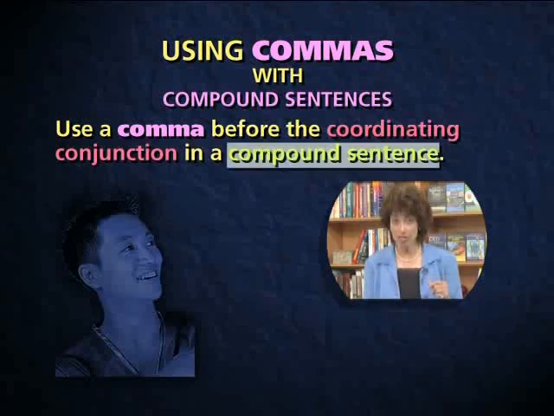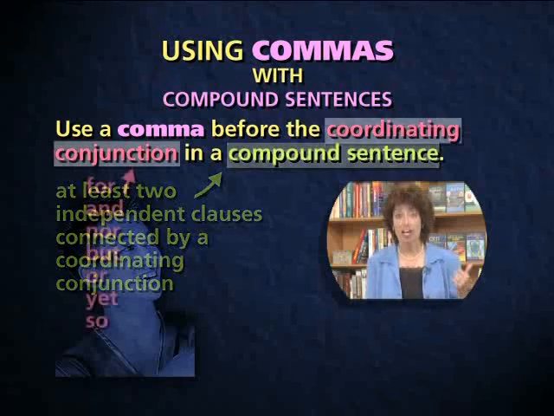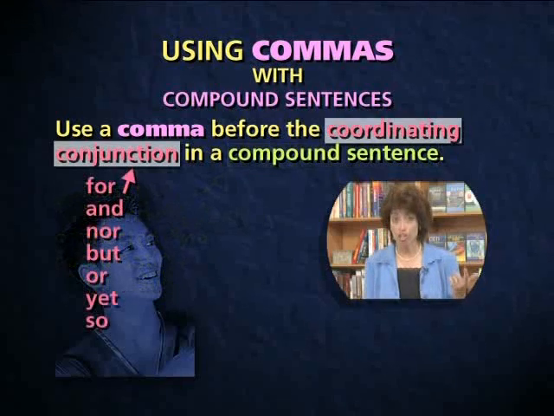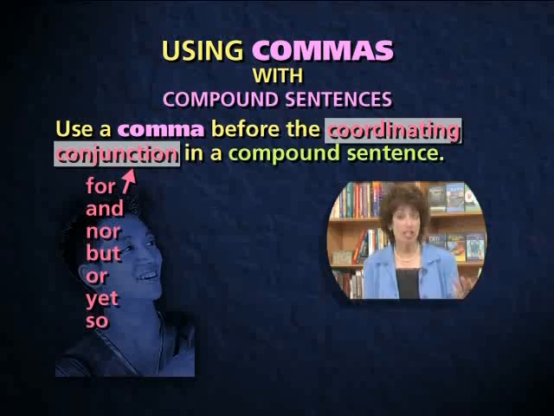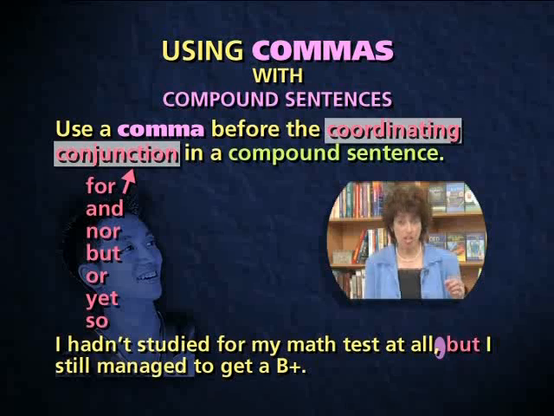I also use commas with compound sentences. Remember, a compound sentence is two independent clauses connected by a coordinating conjunction: for, and, nor, but, or, yet, so. I hadn't studied for my math test at all, comma, but I still managed to get a B+. So right before that coordinating conjunction, I put my comma.